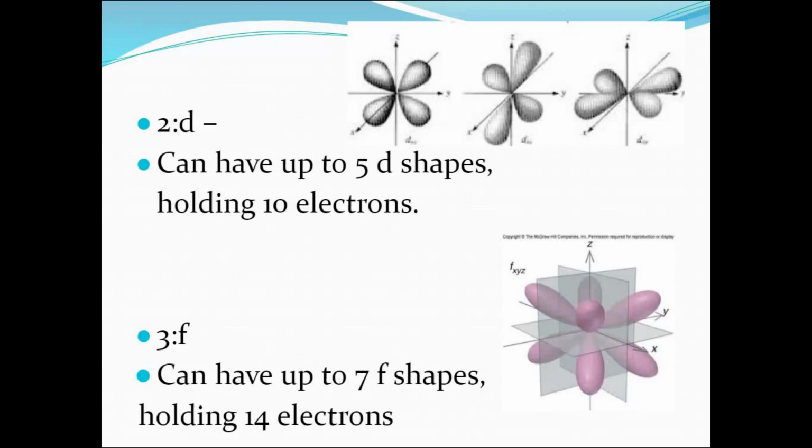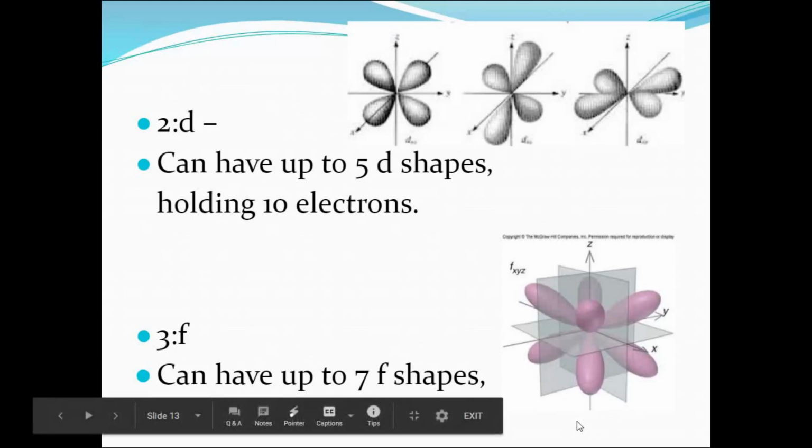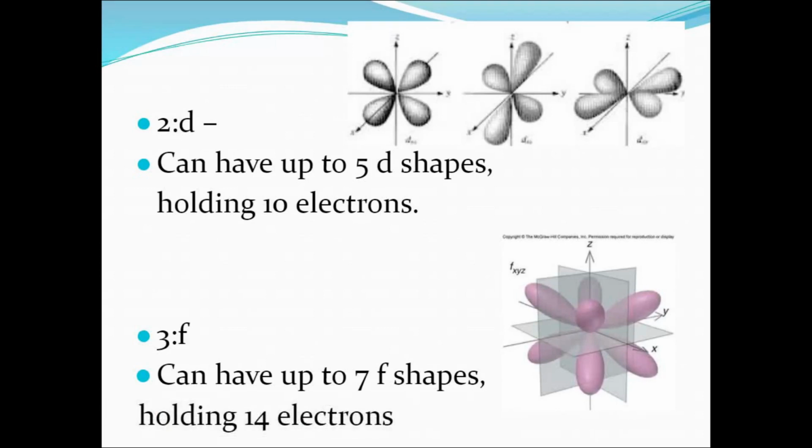And then the last shape, the F shape, is kind of like a double dumbbell shape, but there's not really a name for that. Sometimes it's called the flower shape. The F shape can again hold 2, and we can have up to 7 of these. So if we have 7 and they're each holding 2, we can have 14 electrons held in the F shape in one energy level.